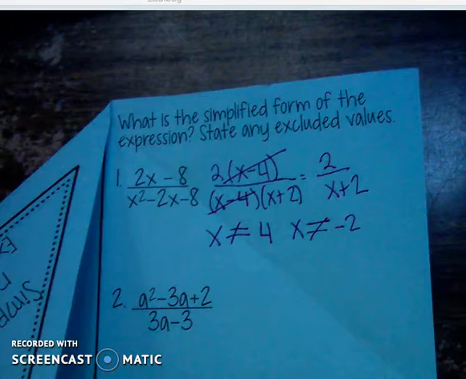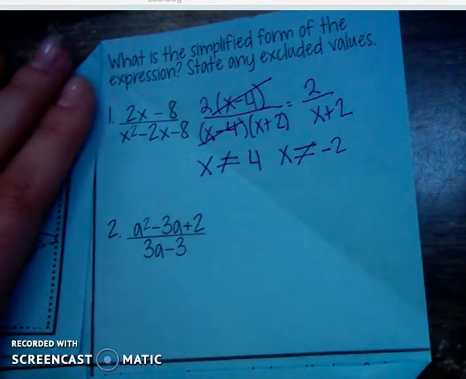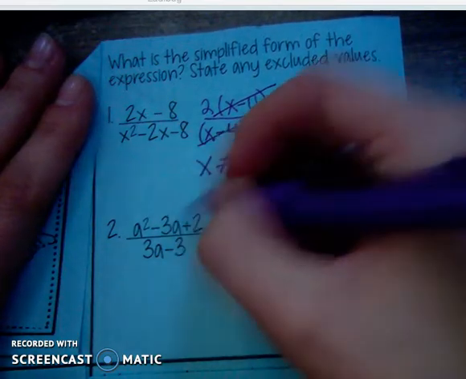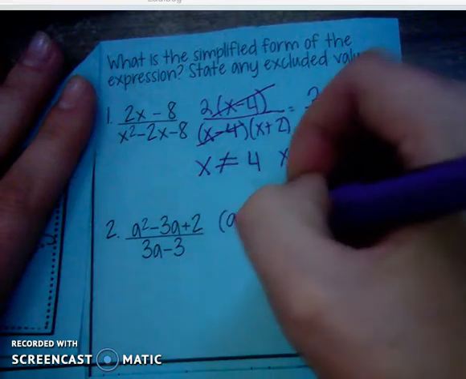All right, so then the next one, I'm going to do the same thing. I have to factor out on top, multiply to 2, add to negative 3 will be a minus 2 and a minus 1.